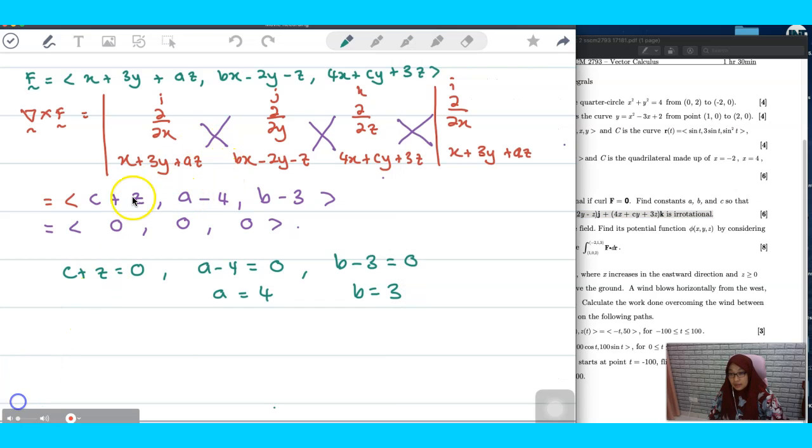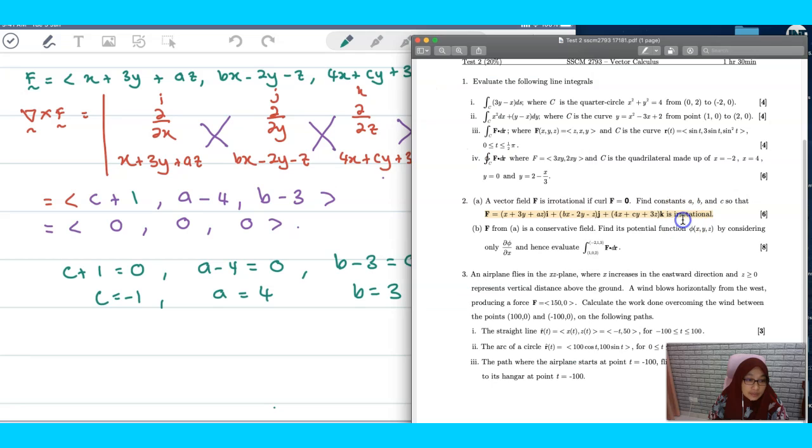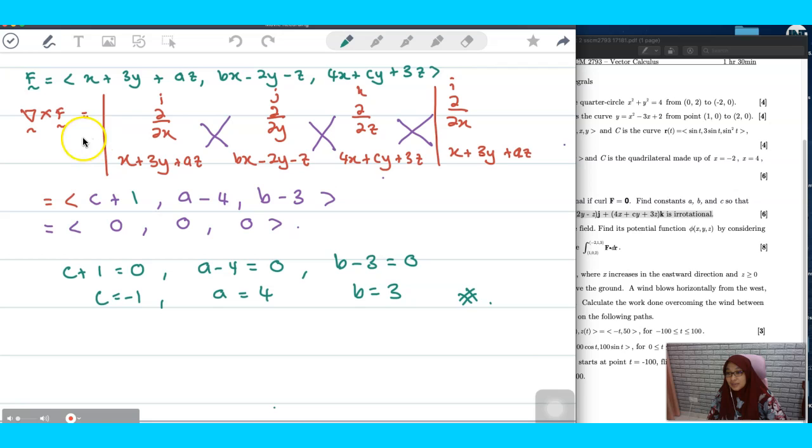Let me check first. Okay, I found that this is not Z. You have to differentiate this with respect to Z. So the answer should be negative 1. So plus 1, not Z. So this one is 1. So C is minus 3. So that is the answer. Then that will give you 6 marks.